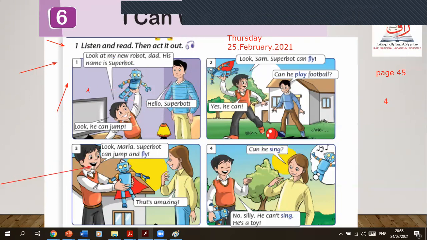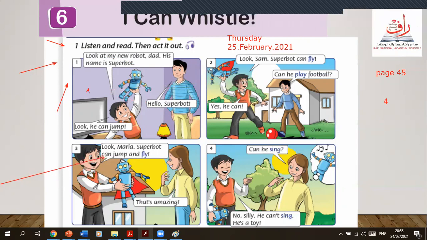Again, we can see another friend here. Look, Maria. Look, Maria, Superbot can jump and fly. What does Maria say? That's amazing. Wow, excellent, yeah, Maria. Okay, let's go for number four.